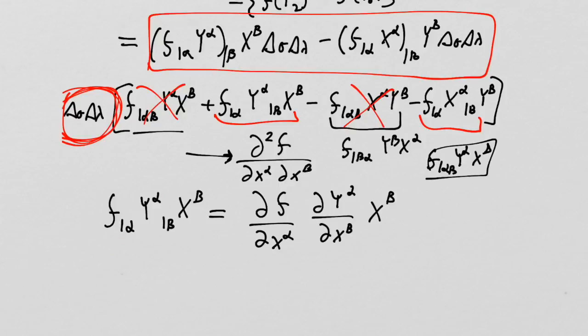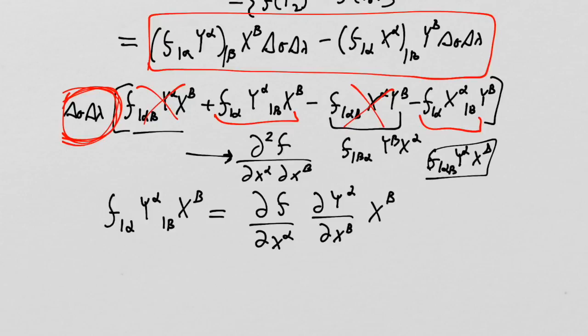So this term here is defined by this. It's the partial derivative of f with respect to x alpha. This is the partial derivative of y with respect to x beta. Again, you have to remember y is a vector field. It's a function on the spacetime. So this derivative, if you're given that vector field, is an unambiguous derivative. And then x beta is just x beta.